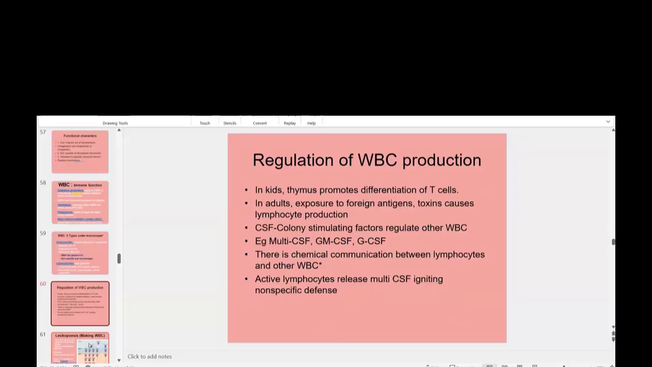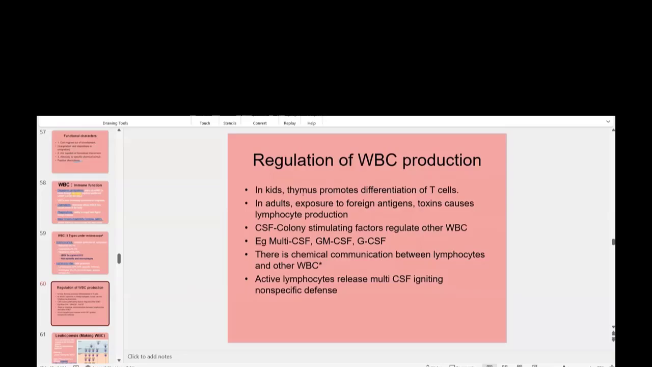Regulation of WBC production. How do we get WBCs in our body? How are they formed? In kids, we have the thymus gland, an endocrine gland, and it promotes the differentiation of T cells. By the age of 8 or 10, before the onset of becoming a teenager, the thymus gland would ultimately disintegrate or degenerate. It will cease to perform its function, and in the adult stage you'll see the red bone marrow taking over, and your immunity increasing.